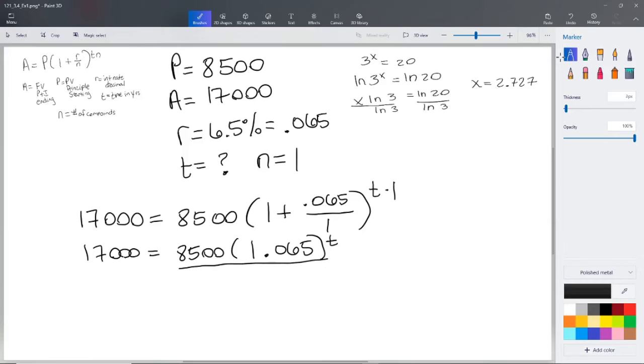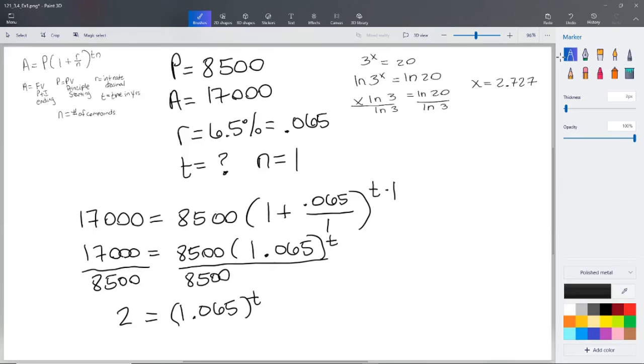And this is the part where in the future it really doesn't matter about the 8,500 or whatever we're starting with or the end value, because 17,000 divided by 8,500 is 2. So right now we're at 1.065 to the power of t equals 2. How is that any different than when we did the previous example here where 3x was equal to 20? You know, our 3x is like our 1.065 to the t. Our 20 is like our 2. Yeah, they've swapped sides of the equal sign, but really it's the same exact thing.